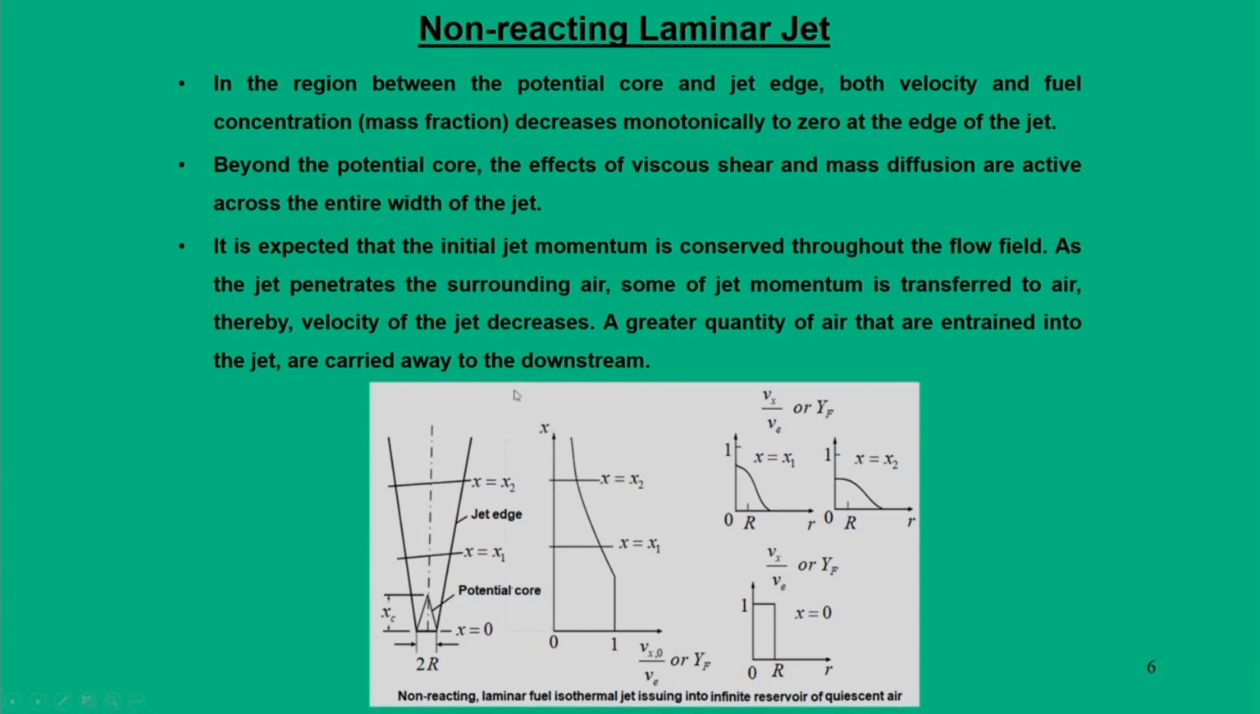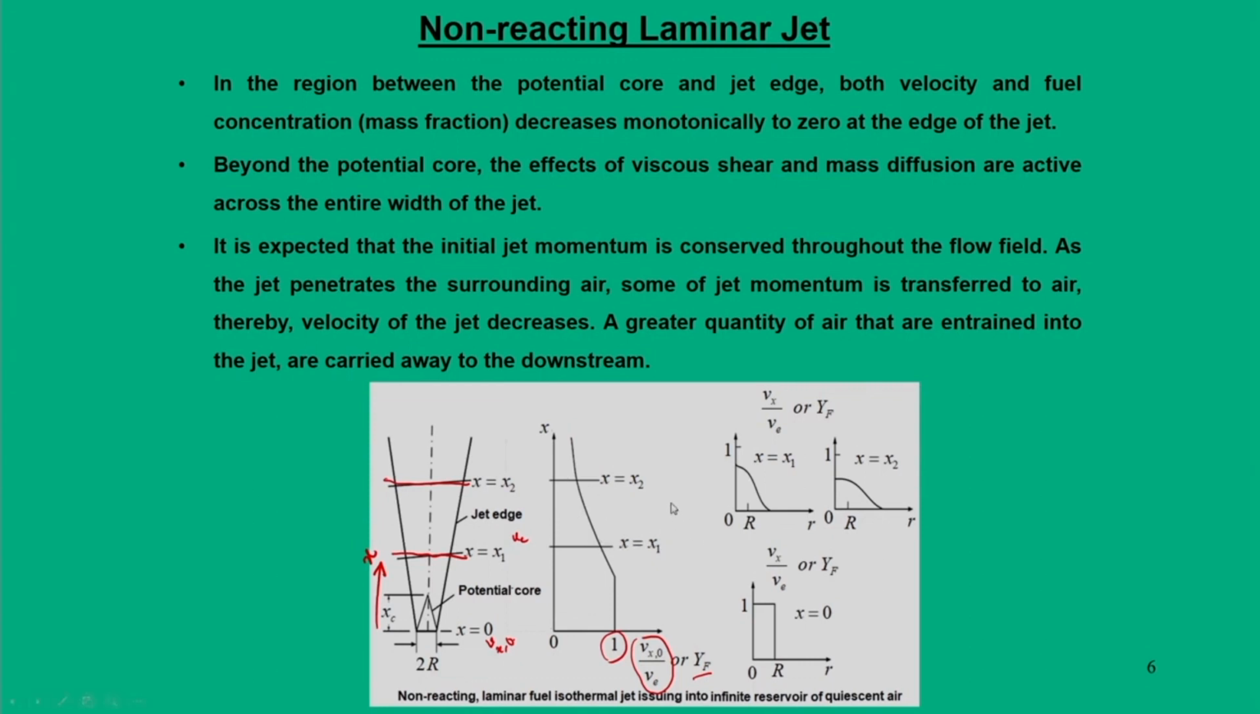Now, what happens outside? If 2r is the diameter of the nozzle, and this is the axial distance x which we are looking at, take two arbitrary locations, x equal to x1 and x equal to x2, and plot the fuel mass fraction and the velocity at any x with respect to the velocity at x equal to 0. At x equal to 0 this represents the exit velocity V e, and at any x it is V x. If you plot this, it starts with 1, and as you keep going along the axial distance, its value drops.